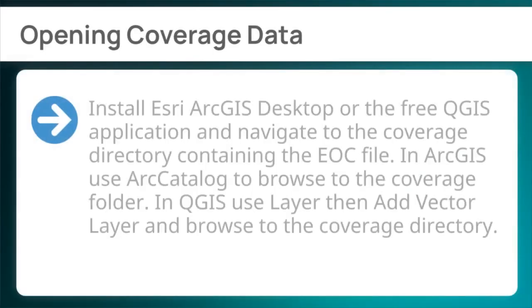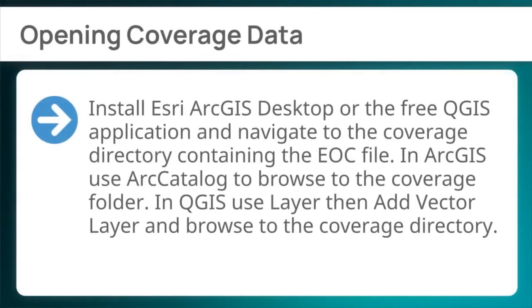First, opening coverage data. Install Esri ArcGIS Desktop or the free QGIS application and navigate to the coverage directory containing the EOC file. In ArcGIS, use ArcCatalog to browse to the coverage folder. In QGIS, use Layer, then Add Vector Layer, and browse to the coverage directory.